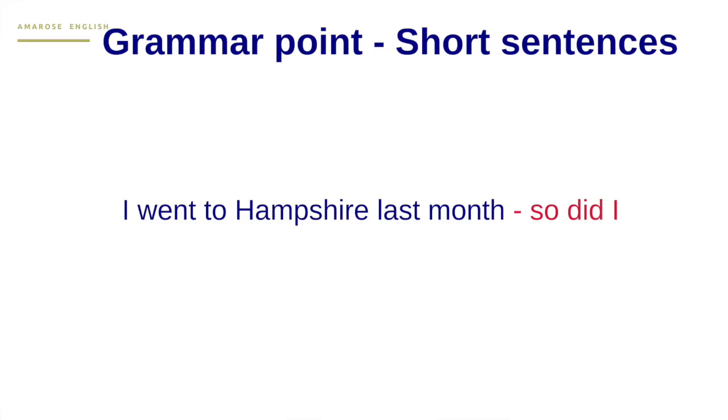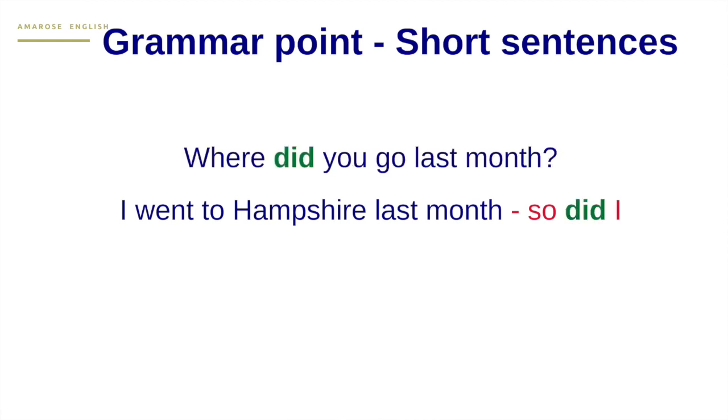The next example is, I went to Hampshire last month. Why again are we using did? Because the person was probably asked, where did you go last month? And did is the auxiliary verb used to form the question. So that's why I'm using as my short sentence, so did I.